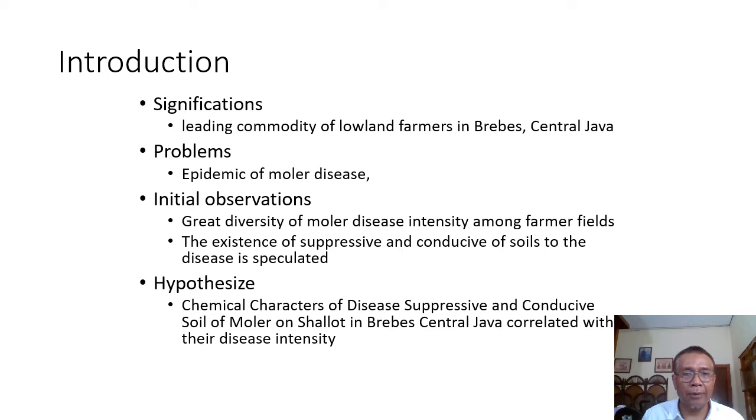The intensity of moler disease varies widely between fields, ranging from very low, less than 5%, to very high, more than 50%. Meaning there are both suppressive and conducive soils to the disease.